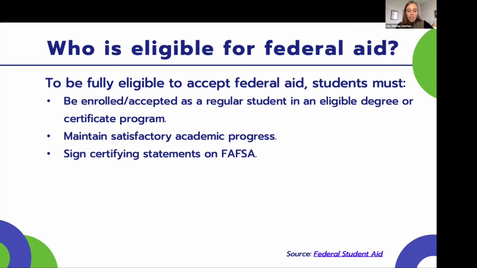Other eligibility requirements: they must also be enrolled and accepted as a regular student in an eligible degree or certificate program. They will then, once they're actually in that program, have to maintain satisfactory academic progress. That is going to be defined by the institution they're attending, so they'll need to keep track of what that means for them at their particular school. And then lastly, they'll have to sign certifying statements. These are mostly applicable to current college students who have already been receiving federal aid. So these are statements like, I'm not in default on federal student loans, I don't owe money on a federal student grant, and then for everyone, that they're going to use federal student aid only for educational purposes.